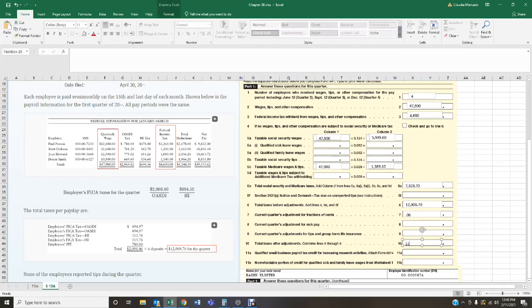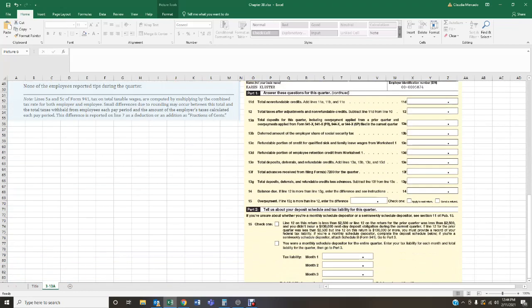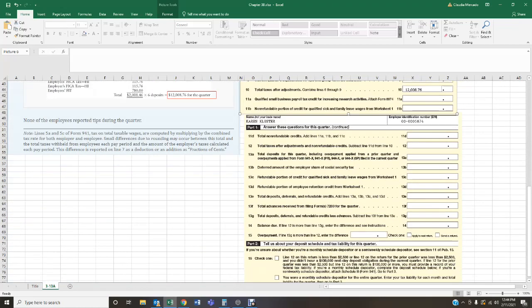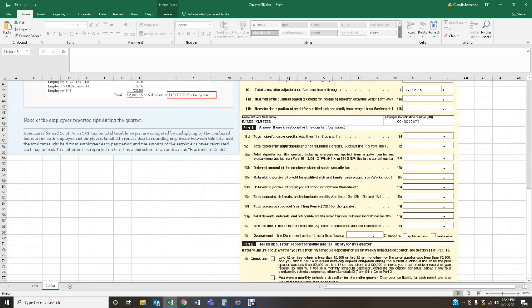It'll be $12,008.76. Okay. Now, qualified small business payroll tax credit for increasing research activities. It doesn't mention anything about that. The non-refundable portion of credit for qualified sick and family leave wages doesn't mention that at all. So we're done with part 1 of the form. Are we done? No, we still need to continue. It's just another page. Okay, never mind.